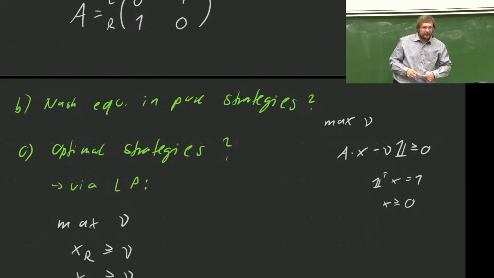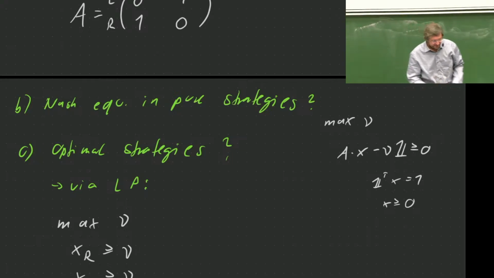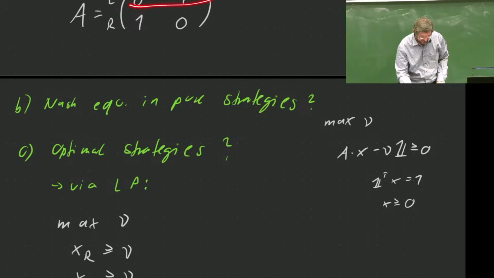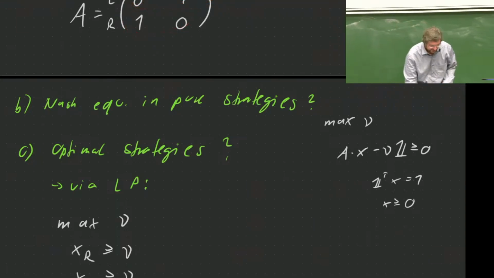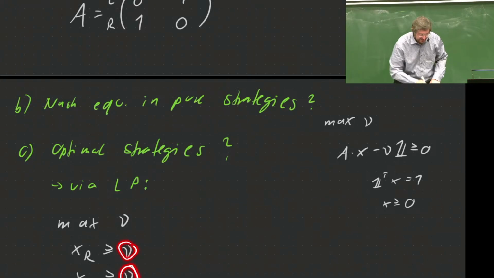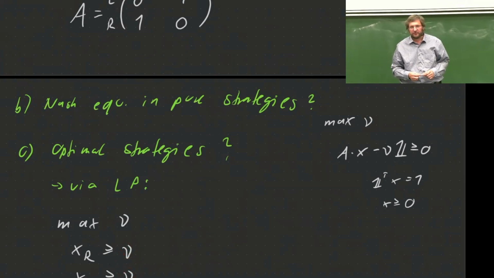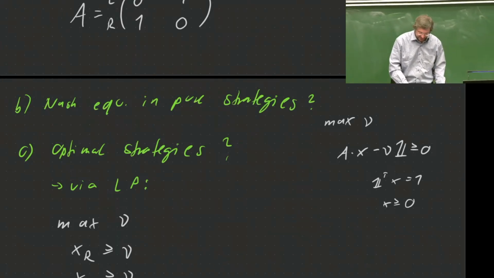Right? And that means the row player will now choose one of those rows, and no matter which row he chooses, we always have a guaranteed payoff of nu. And we want to maximize that possible guarantee, right? That's the idea of that LP.